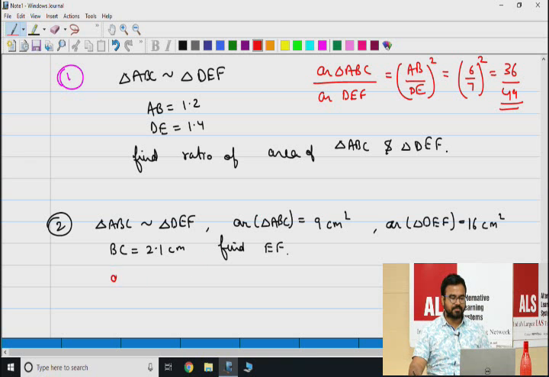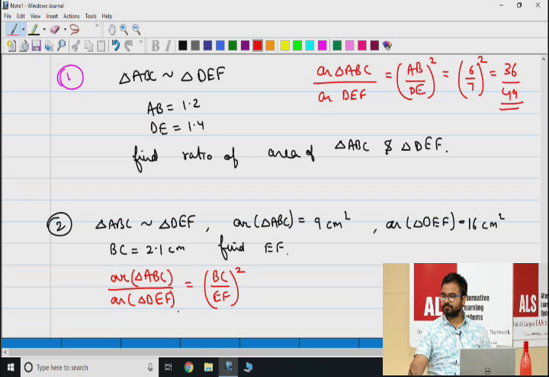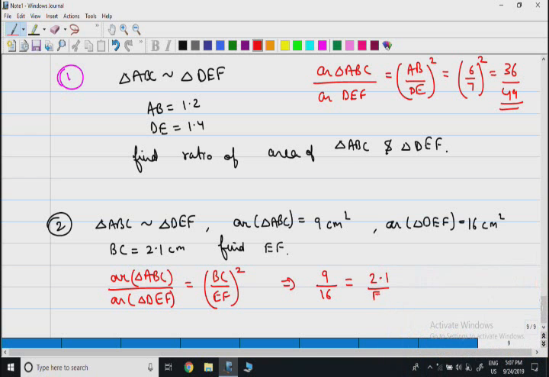Again the relationship. Area of triangle ABC upon area of triangle DEF, the ratio of the corresponding side BC and EF, is BC over EF whole square, right? Now the area is given, we can put the area 9 over 16, and the value of BC is given, 2.1 over EF whole square.